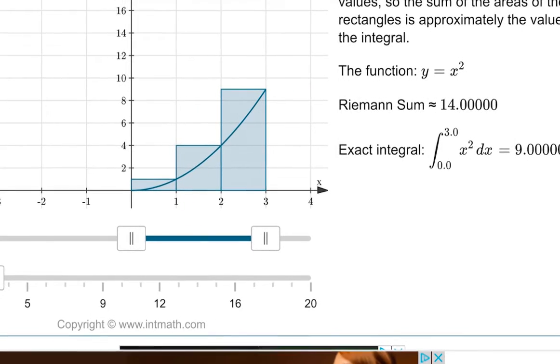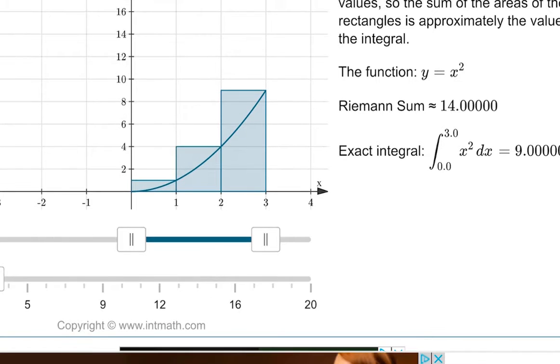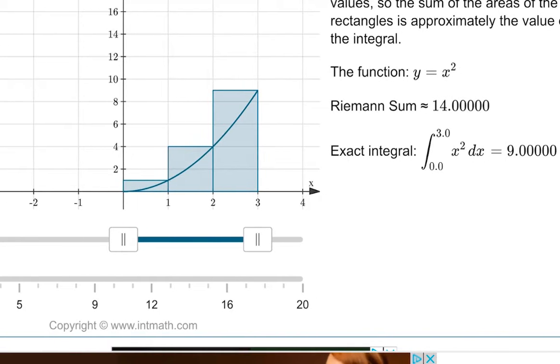So you can see on the right side, you see where that says 14? Okay, so that's the Riemann sum, that's the area of the 3 rectangles. The exact integral is 9. Okay, that's how big x squared is between 0 and 3. It has an area of 9. So you can see you're out by a total of 5 there.